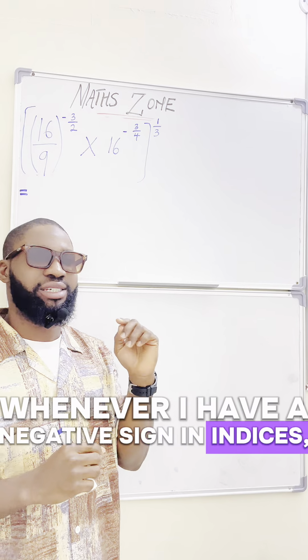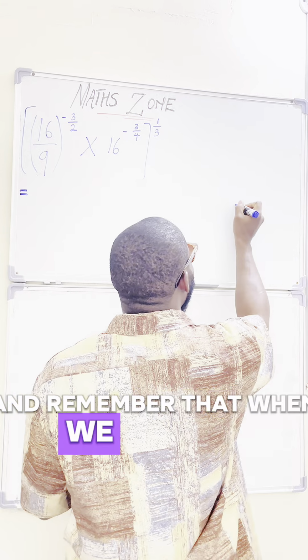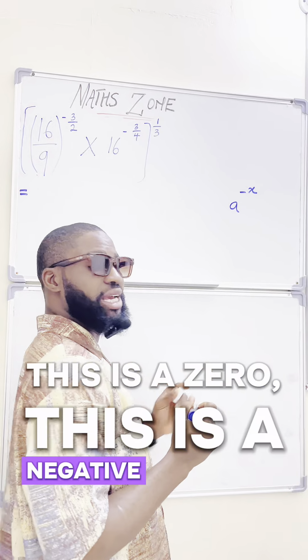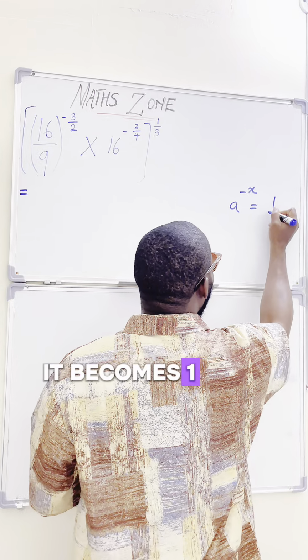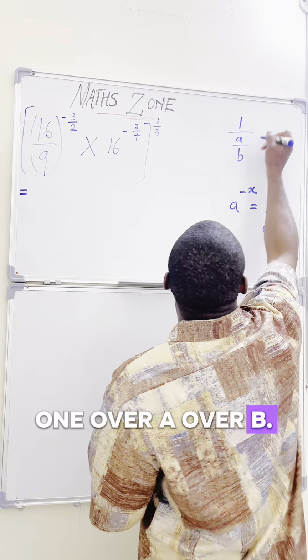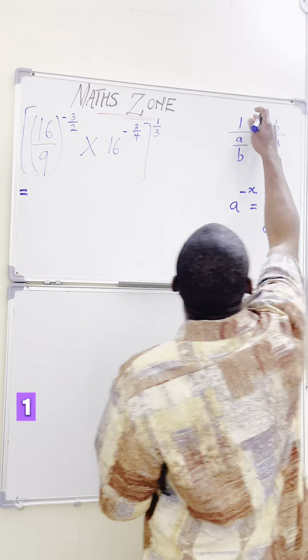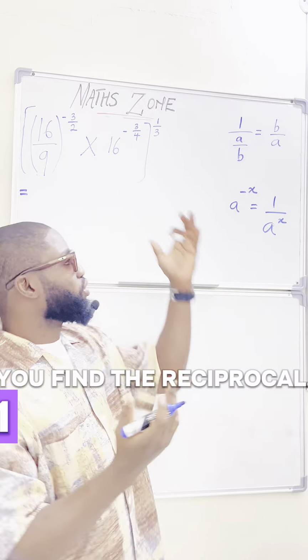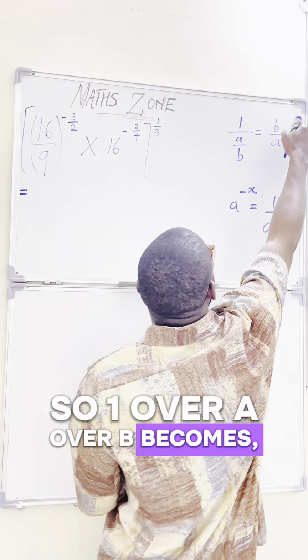Whenever you have a negative sign in indices, the first thing is to eliminate that negative sign. Remember that when you have a raised to the power of minus x, this is a negative index. So a raised to the power of minus x becomes 1 over a raised to the power of x. But note that 1 over a over b becomes b over a. 1 over any fraction, you just find the reciprocal. 1 over means inverse or reciprocal. So 1 over a over b becomes b over a.